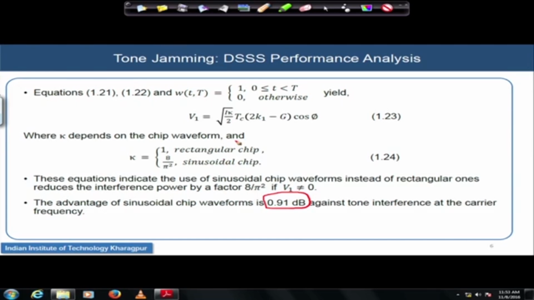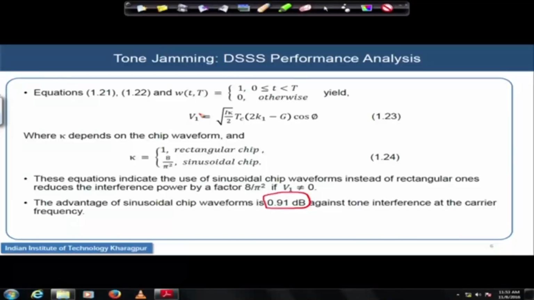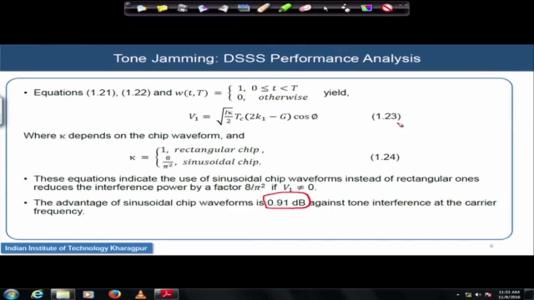Another important observation is, if I choose k1 equal to g by 2, then this contribution V1 will boil down to 0. So, if you choose the sequence in such a way that half of the time the sequence gives you plus 1 and half of the time minus 1, so if you have an even length sequence where half of the sequence values are plus 1 and half are minus 1, then your interference will be 0.